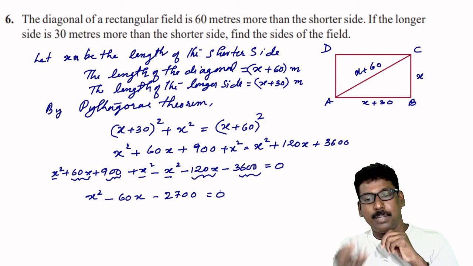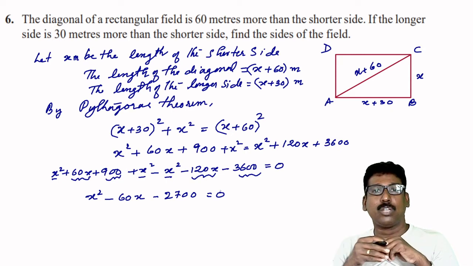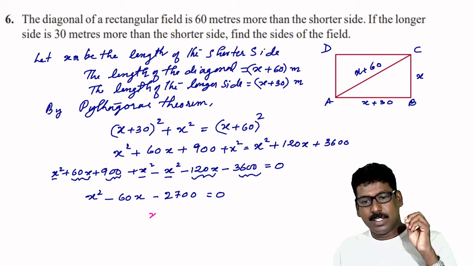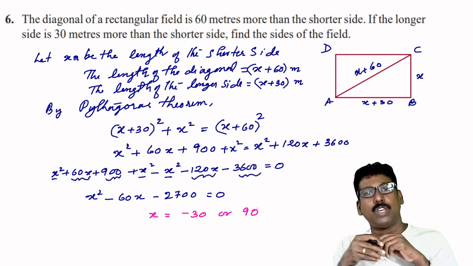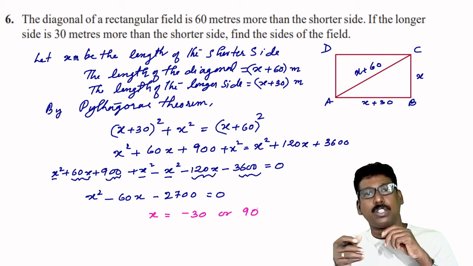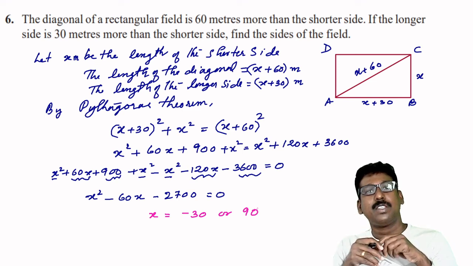Here A is equal to 1, B is equal to negative 60, C is equal to negative 2700. Do find out the roots by quadratic formula. You will get the value of x is equal to negative 30 or 90. But it cannot be negative because it is the length of the rectangle. So you can take the length of the shorter side as 90. Therefore, the length of the longer side you can write as 30 plus 90, which is 120 meters.